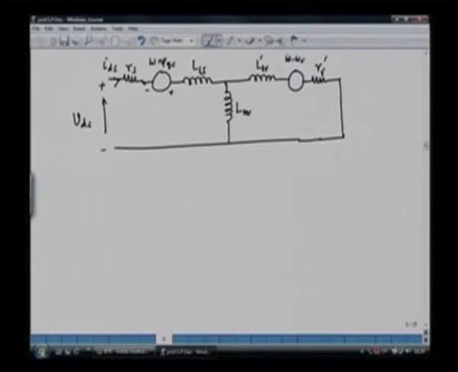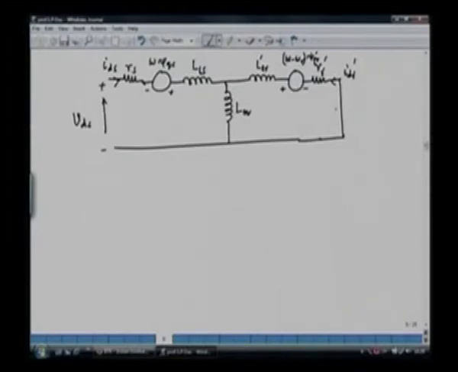omega minus omega r into psi qr, and this sign we can also find out. So this current is IDR entering the rotor circuit like this, and this will be minus here and plus here, and this is also helping the rotor applied voltage.